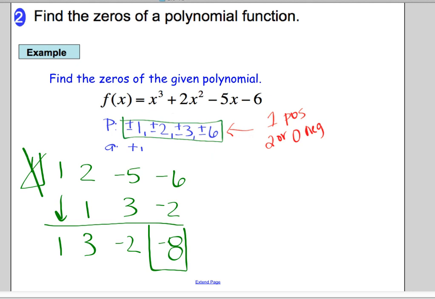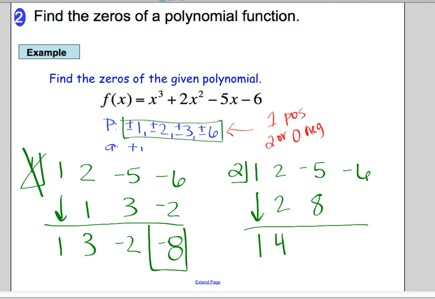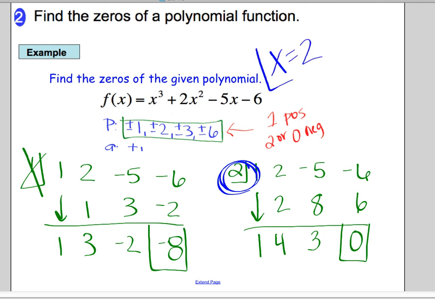So now we just try again. Let's try with positive 2 this time. Multiply, add, multiply, add, multiply, add. We got a remainder of 0. That's fantastic, because that means that x equals 2 is one of our solutions right now. We need to come up with the rest of the solutions.